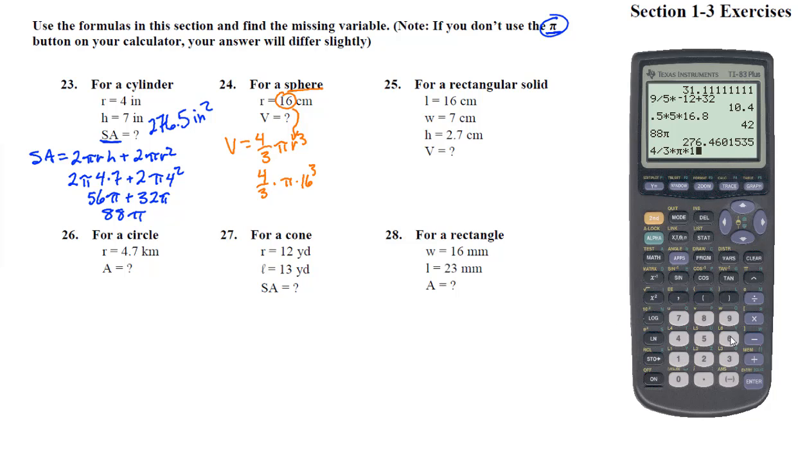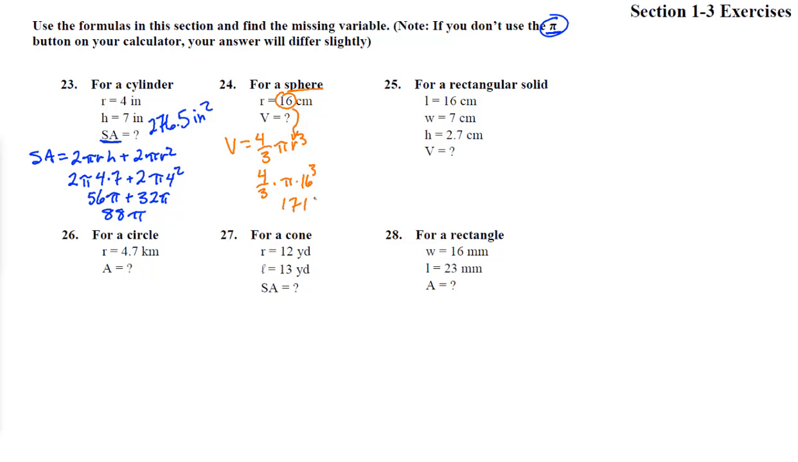So times 16 to the, there's the exponent, third power. Enter. We get 17,157.285. You could round it to 1 or 2 or 3 decimal places, and that is centimeters. This is volume, cubed. Notice that if you have 16 centimeters, that centimeters gets cubed, and that's how we know that we have the right units.